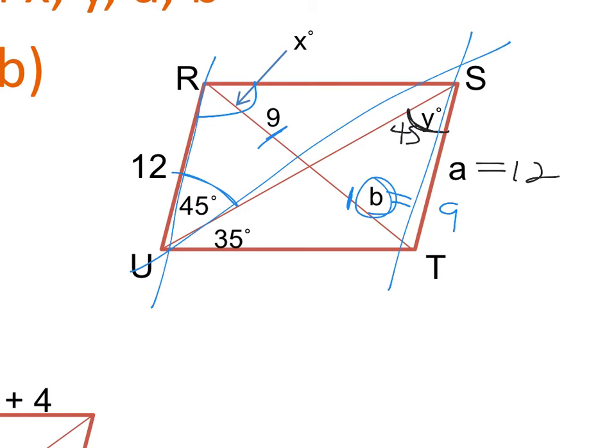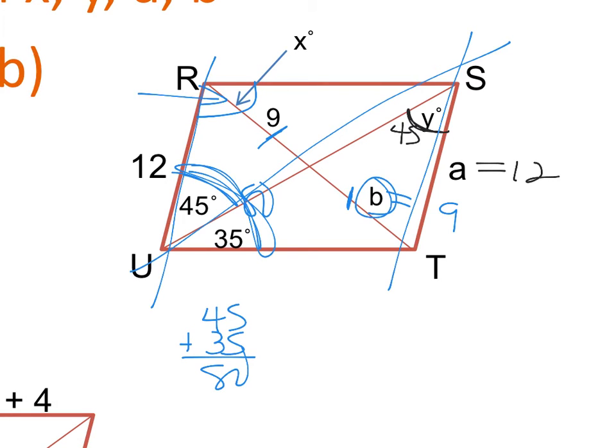And angle X. How can we find that one? Tessie. You add 45 and 35 and you subtract from 180. Okay, and what do you get when you add 45 plus 35? 80. So if this whole angle is 80, this would make this one 100.